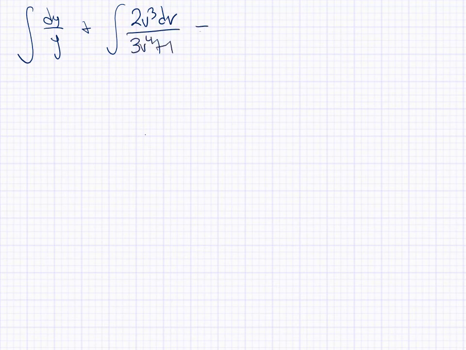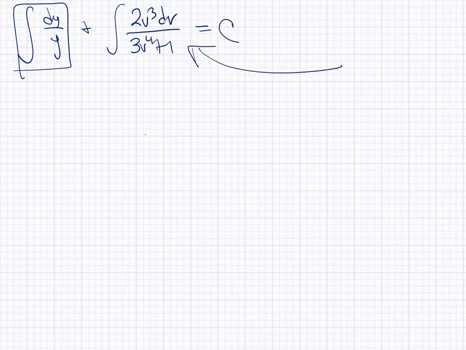So we have dy over y plus 2v cubed dv over 3v to the fourth plus 1 equals, I'll just call this c. We know this is going to be a logarithm. This is, again, just going to be simple substitution where I can use u here because I haven't used u yet. u equals 3v to the fourth plus 1. du equals 12v cubed dv.